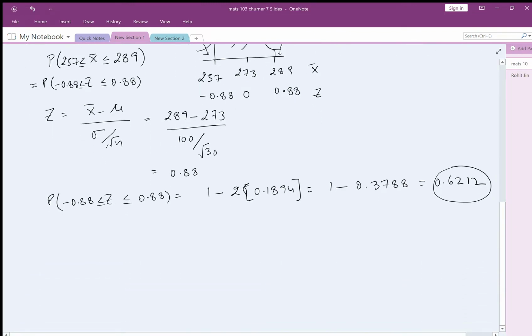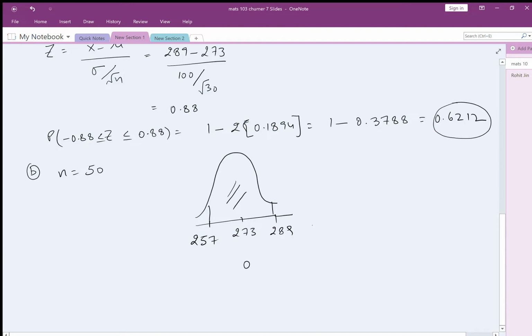Okay, and then let's go to part B. Part B is, what is the probability that the mean price for a sample of 50 federal income tax returns is within $60? So now the only thing that has changed is our sample size. Now it has gone up to 50. Everything else is the same. So we still want to find the area between 289 and 257, but now the z-scores will change because the sample size is changed.